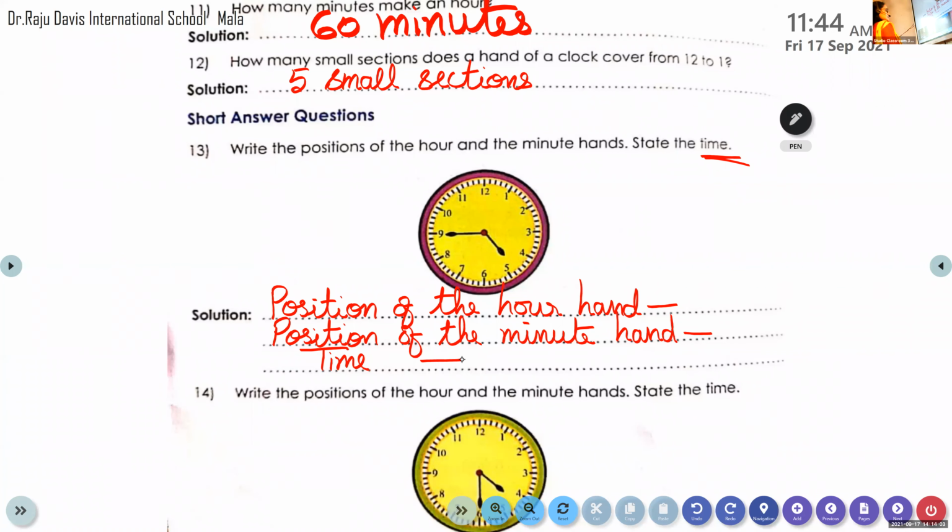Abel Rinson. Yes, ma'am. In question number 13, what is the position of the hour hand? Which is the hour hand, the short one or the long one? Short one. Okay. Where is it? It is at 5. It is in between 4 and 5, right? It has not reached 5, isn't it? It is here. Okay. Good. It is in between 4 and 5.